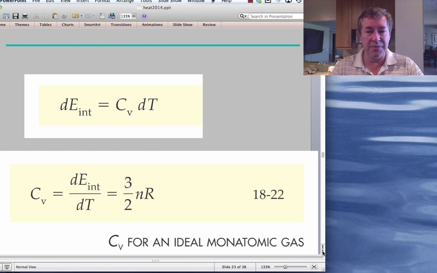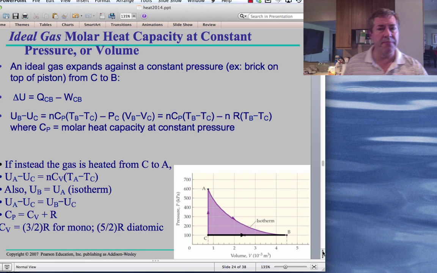Anyway, there's a formula for it. We'll see it in a minute. All right, so what we just worked out is the heat capacity for a monoatomic gas when I don't change the volume. That is called C sub V, the heat capacity for a given volume.